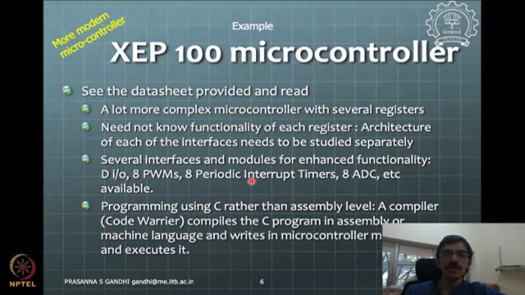Those kinds of conclusions can be drawn very easily by looking at these architectural block diagrams and the data sheets. In the XCP 100, for example, there are several interfaces and modules for enhanced functionality, like digital IOs, PWMs, periodic interrupt timers, and ADCs. These will definitely be there in a lot of modern microcontrollers. The digital IOs will definitely be there. PWMs will definitely be there.